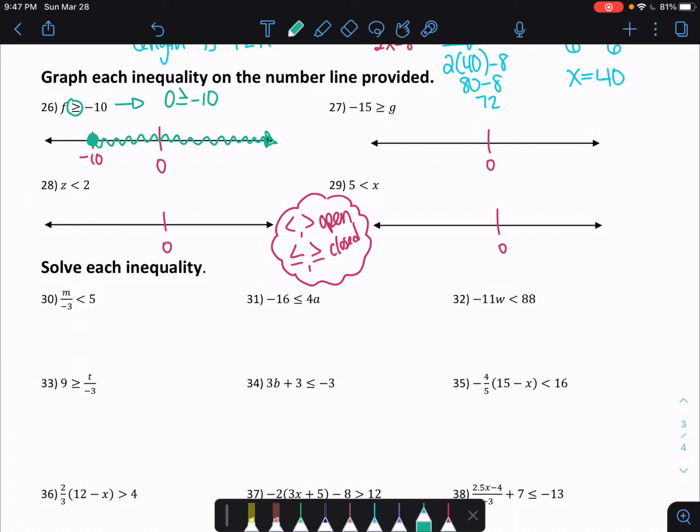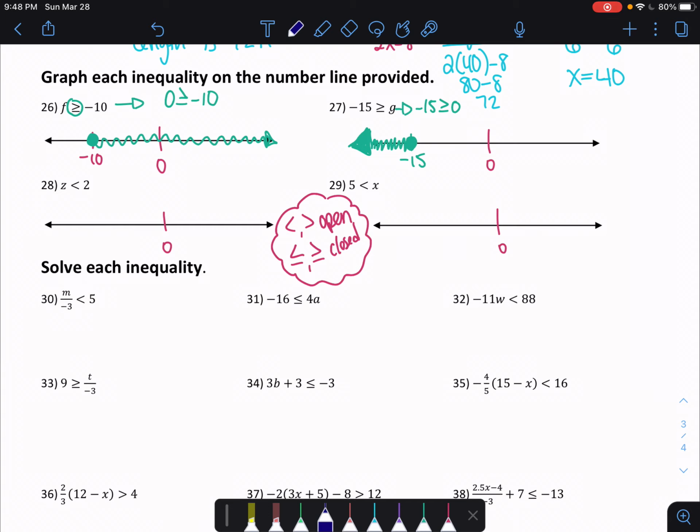For number 27, I'm going to put -15 on the graph. This says -15 is greater than or equal to, so I am going to close my point on -15, and then I'm going to ask, is -15 greater than or equal to 0? The answer here is no, so I'm going to shade the other way. Okay, so if 0 is true, you're going to shade in the direction of 0. If 0 is false, you're going to shade the other way.